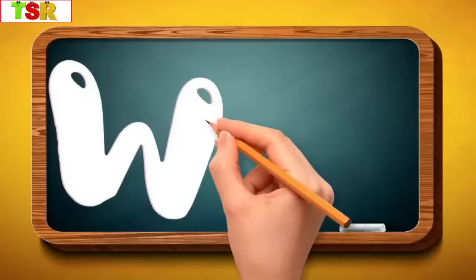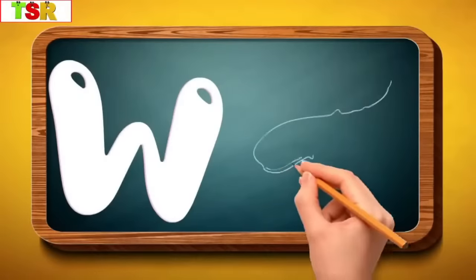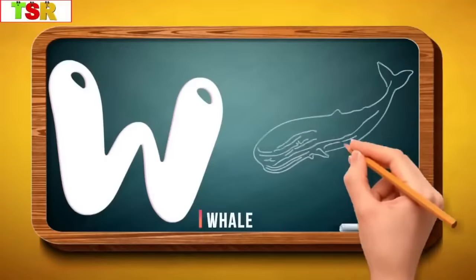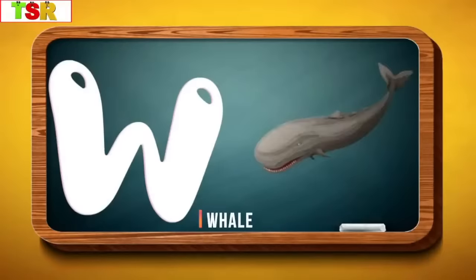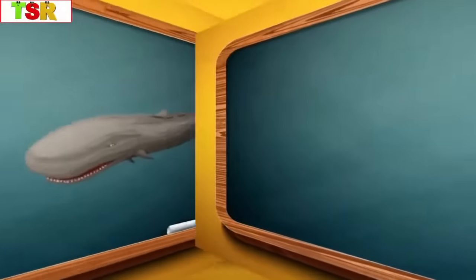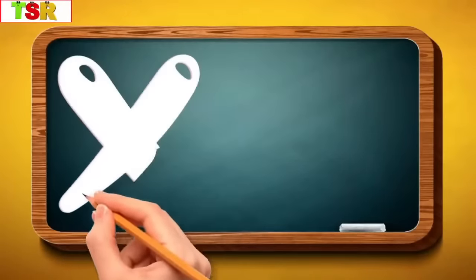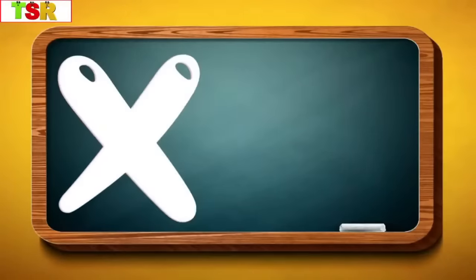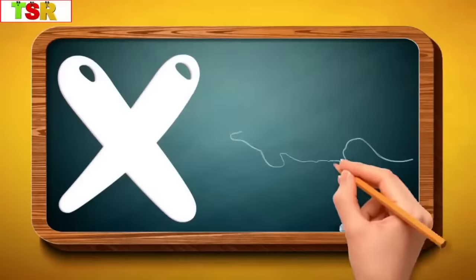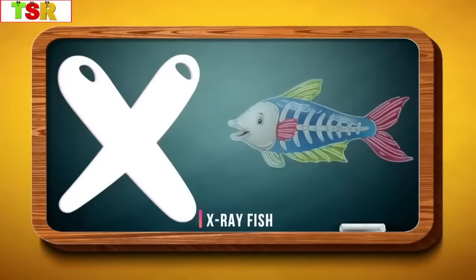W. This is the letter W. W sounds like whale. A gray whale. This is the letter X. X sounds like ks, ks, ks. A yellow X-ray fish.